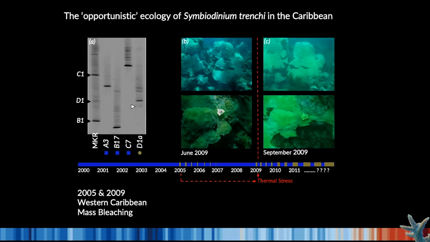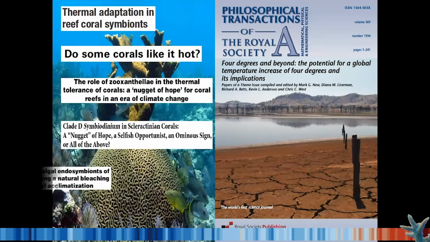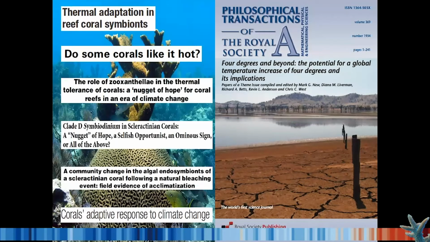Well, all these papers were coming out suggesting that it is a good thing. This was in support of the adaptive bleaching hypothesis. There was this nugget of hope paper, clade D symbionts, nugget of hope. So there were all these things, and it was also starting to drive restoration.